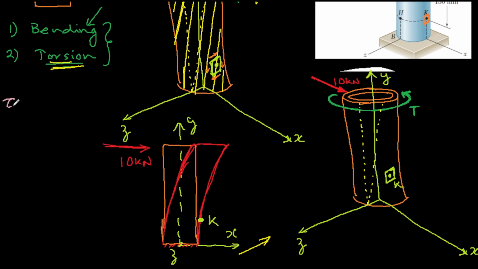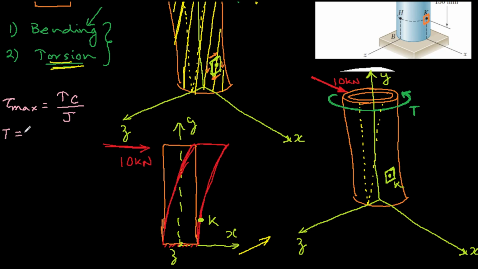tau max. Why max? Because it is on the surface of the cylinder, and we know that the shear stress due to torsion is maximum at the surface of the cylinder. It is given by the torque which you apply, times the maximum distance from the neutral axis at which this tau max is happening, over the polar moment of inertia of the cross section. For this problem, I'll just write down the values directly. I'll not calculate them here.